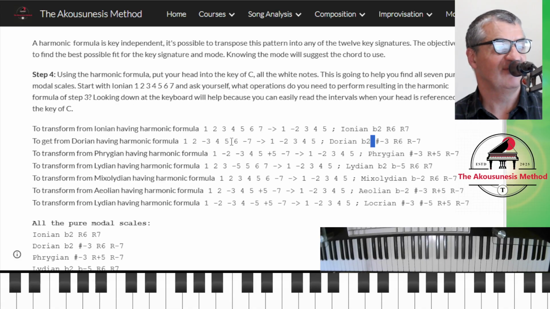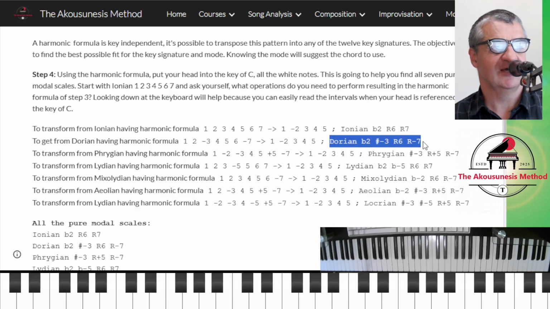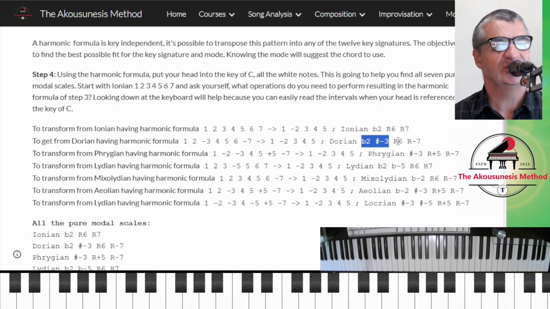Now this is a 4 and a 5, and this is a 4 and 5, so we don't have to do anything here. This has a 6, this doesn't have a 6. This is a -7, this doesn't have a -7, so we have to remove the 6 and remove the -7. So we call that the pure modal scale, the Dorian. You can see there's more operations here: 2 more operations and the 2 removed, so we've got 4 operations. Here we only got 3.